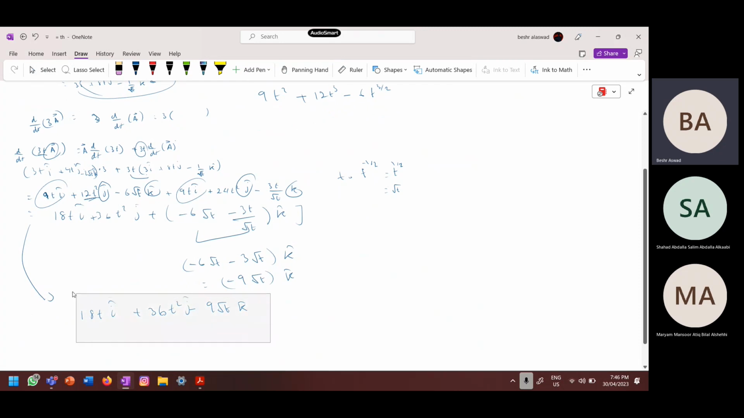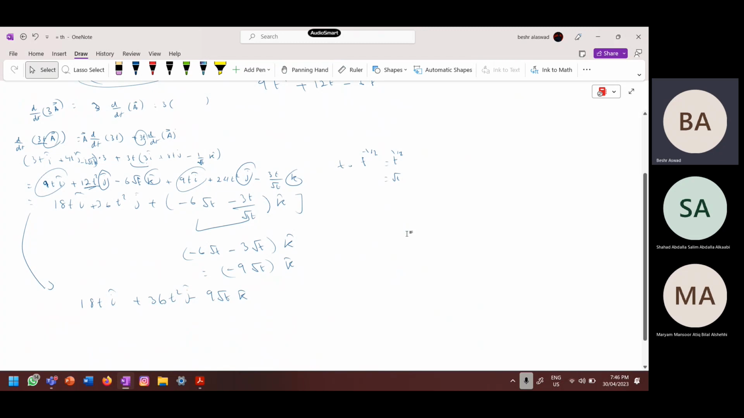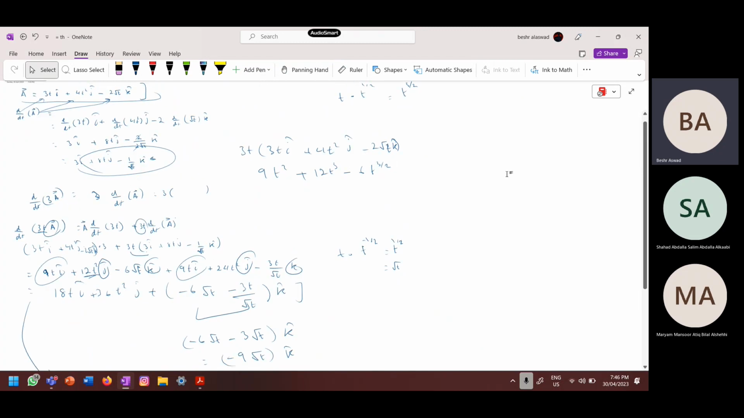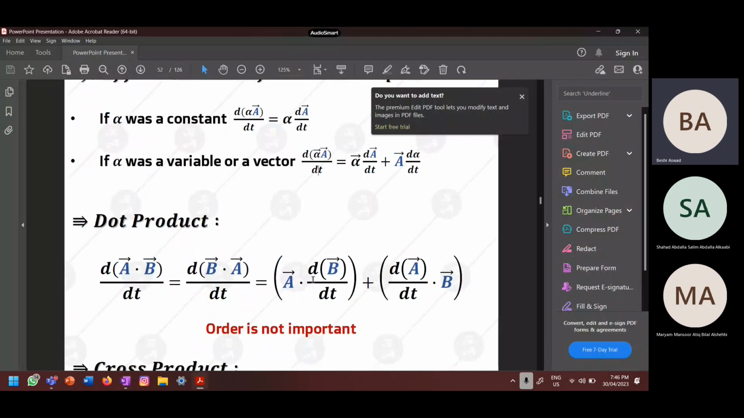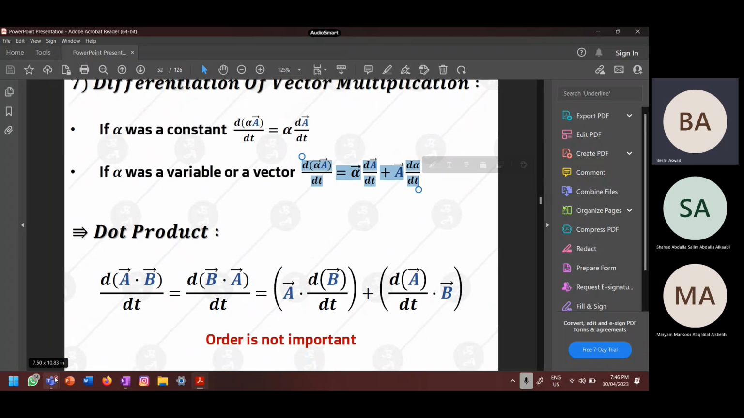compare it with this. These two must have the same answer. This will show you that this equivalency is true, or this is the proof of this equivalency.